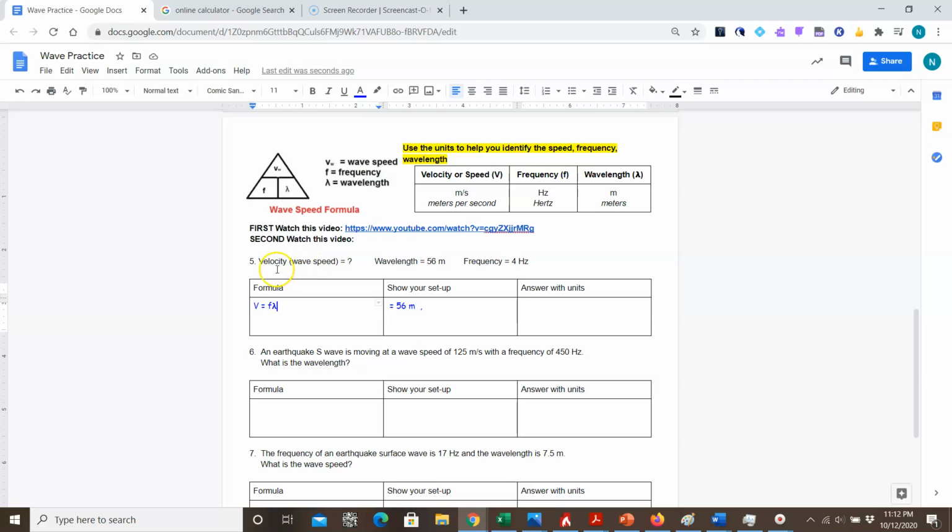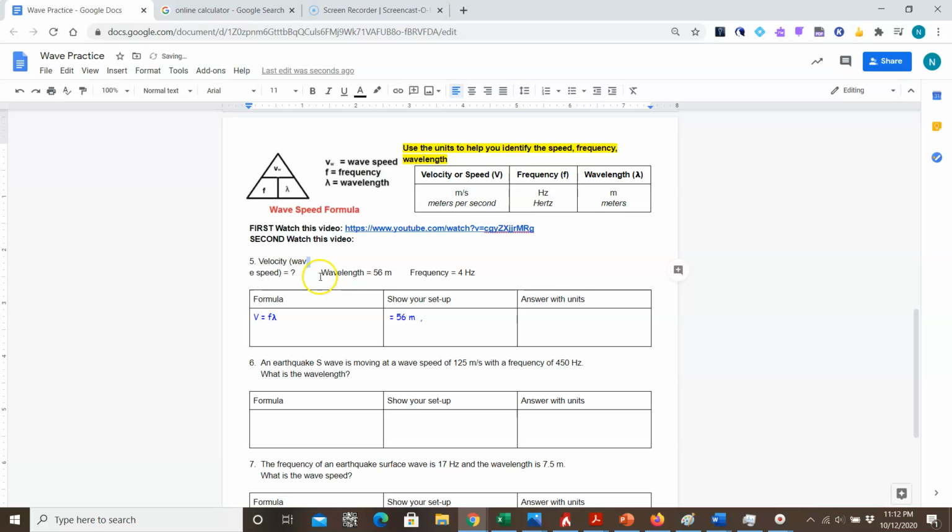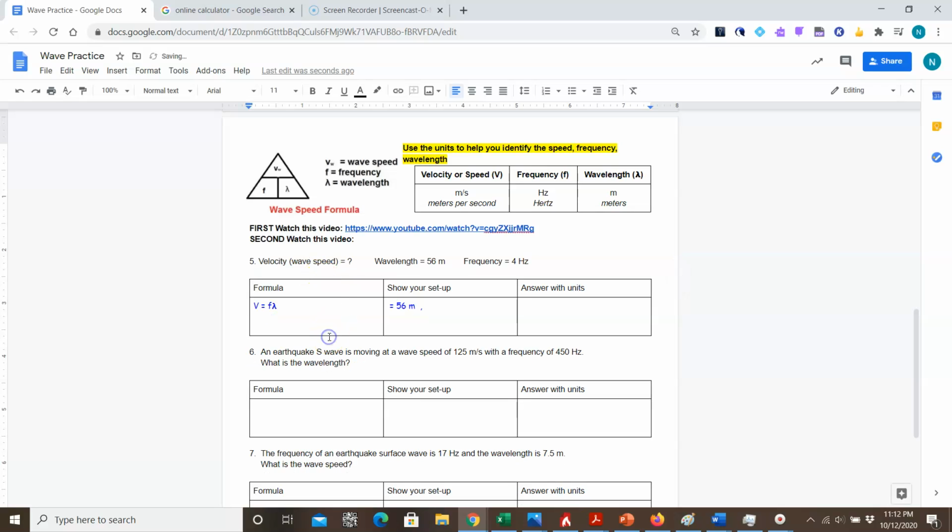Okay, so in this very first example, just like for the first example above, there is not really a word problem, you're just filling in key information. So here, velocity or wave speed, they're the same thing. Speed and velocity are the same thing. That's your question mark, that's your unknown. Then over here, the wavelength they gave you was 56 meters and the frequency is 4 hertz.